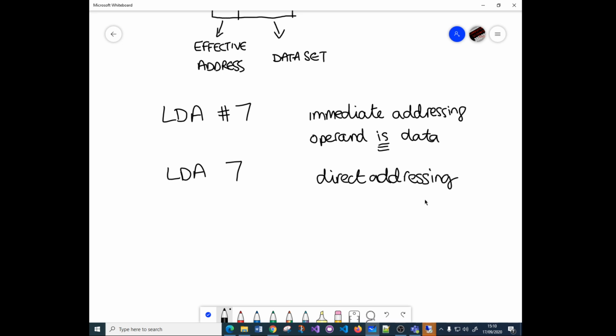Right, direct addressing. This is where the operand is the address of the data. So in this case, it would be load the value from memory address 7. Operand is address of data. This one, I'll do in a different colour, is like a constant, because it will be the same. It's embedded with the instruction. So this is a constant. This is a variable.